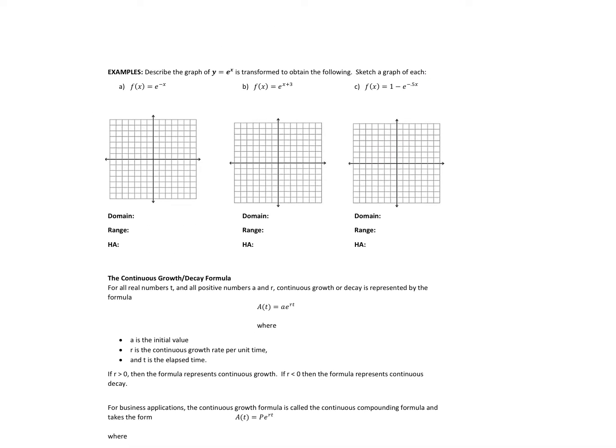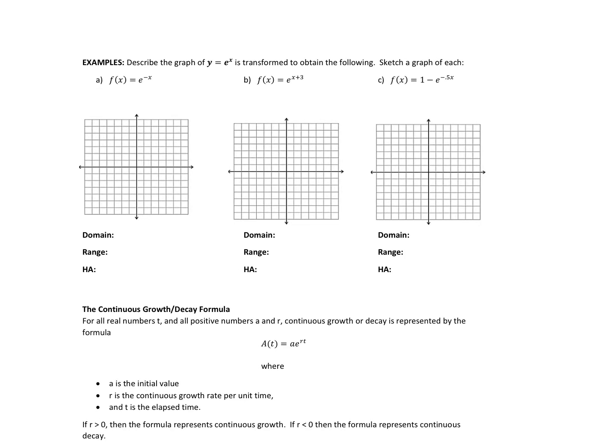So now that we know what the graph of e to the x looks like, we can shift this graph around in the same way that we shifted other graphs. In this particular case, this first one, we have put a minus sign in front of the x, which means that original graph is going to reflect on one of the axes, and because it's in front of the x, it's going to be on the y-axis.